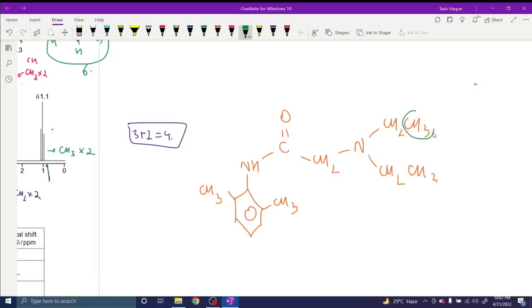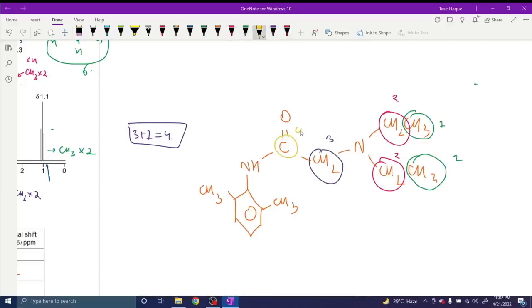These two are part of the same environment since they're symmetrical about the midline. So this is environment 1. These two are also the same, so they are environment 2. This is unique, so I'm calling this environment 3. This is unique, environment 4. What about this carbon? If we break down this compound through the midline, this one is unique, environment 5.